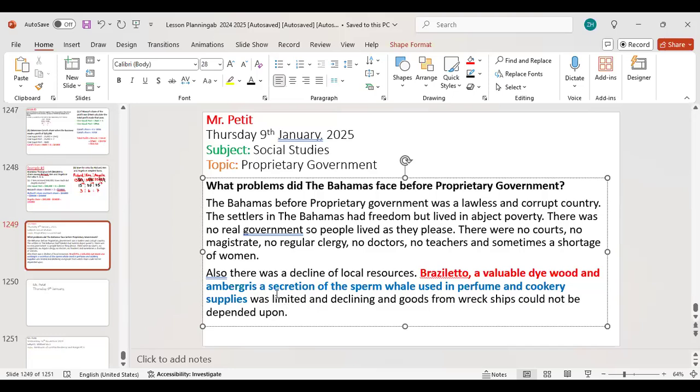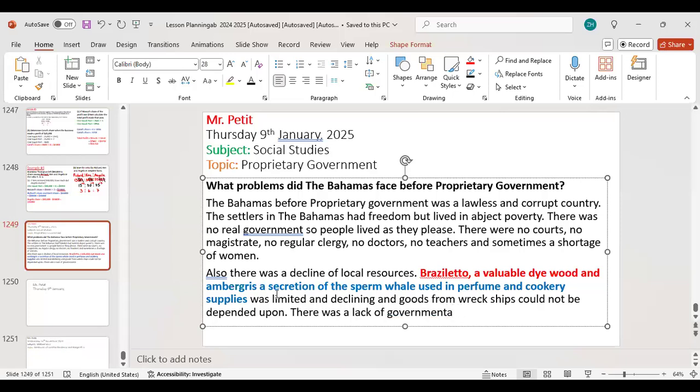So there was a lack of government. Remember, this is before proprietary governments. That's why proprietary government had to happen, because we're living in a place where you don't really have a government, you don't really have structure, you don't really have organization, you don't really have things to make things flow, right? So like someone said, there was a lack of governmental power, law and order.